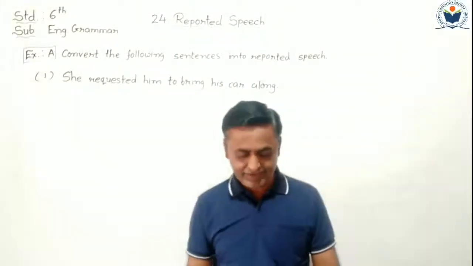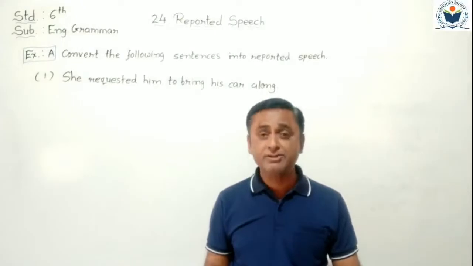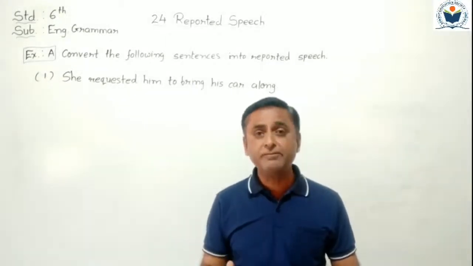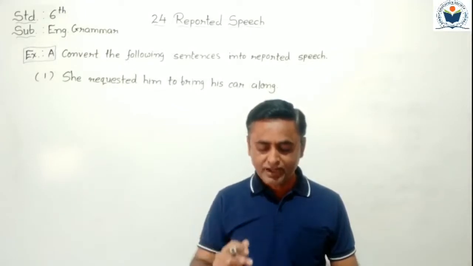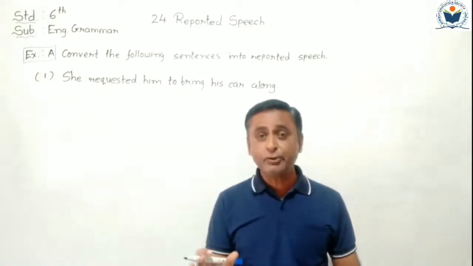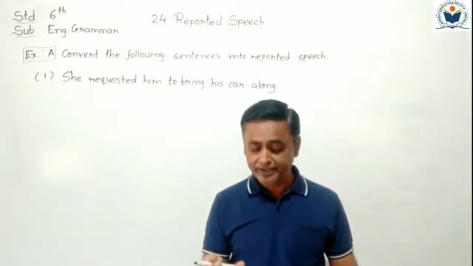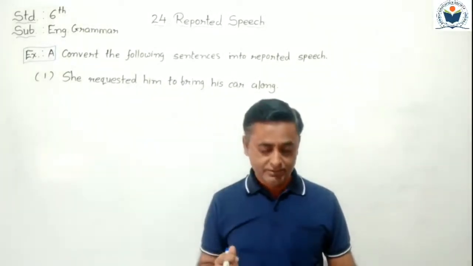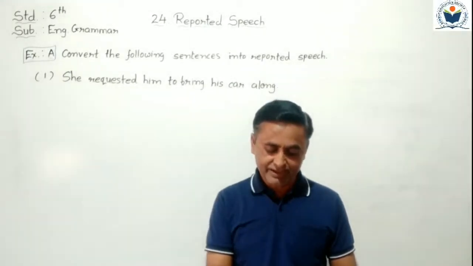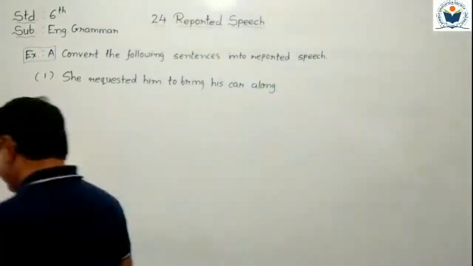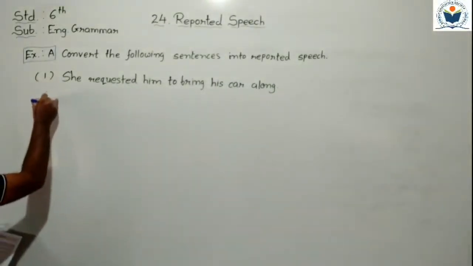Second sentence is given here. Do not enter the staff room without permission. The matron shouted at the students. Now, which is the subject here? The matron is the subject here. Shouted is a reporting verb here, and the object of the sentence is the students. Okay, and the reported speech is given here: Do not enter the staff room without permission. Now we have to convert it into indirect speech. So it's the matron. Second sentence.